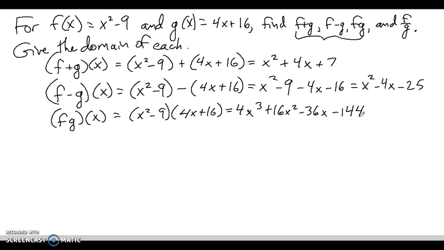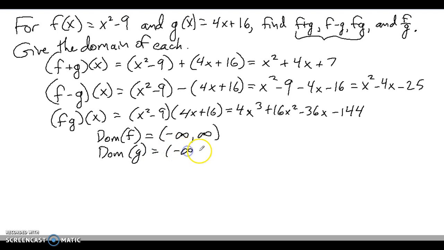So what's next? Let's find the domain. The domain of these three is just going to be the intersection of the domains of f and g. In other words, it is going to be whatever is in the domain of both. Well, both f and g are polynomials. The domain of f is equal to all real numbers, and the domain of g is equal to all real numbers.